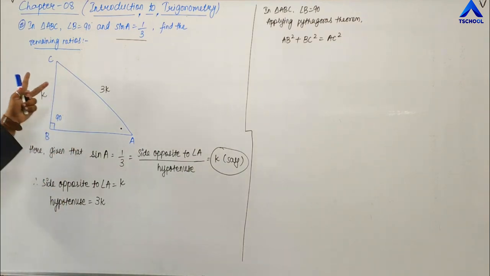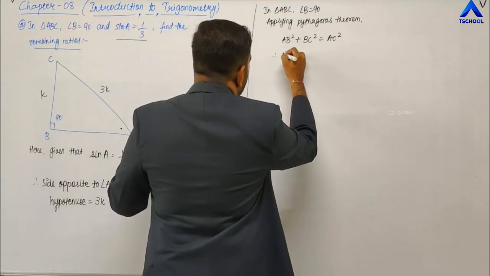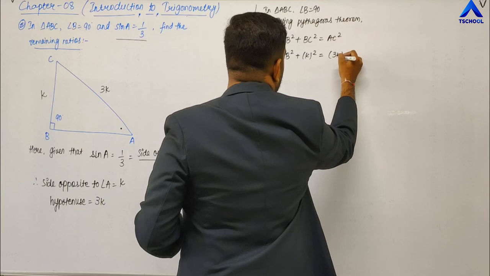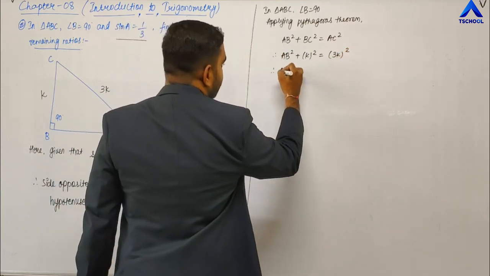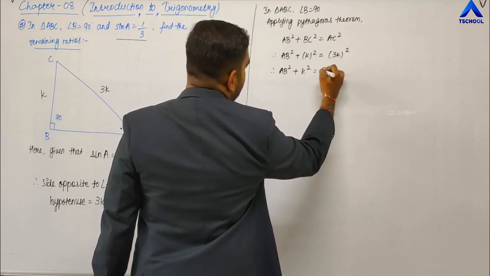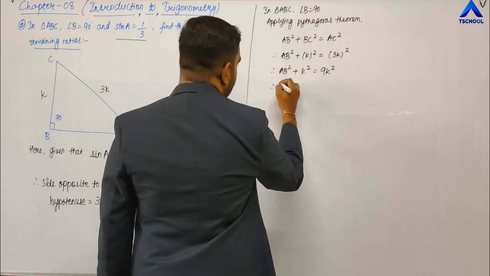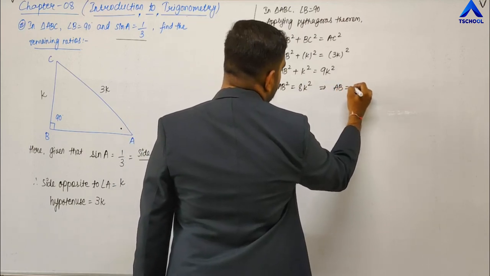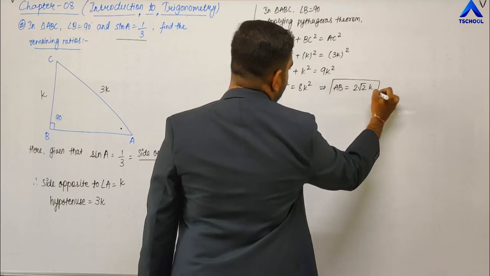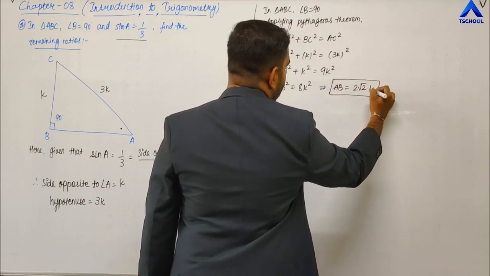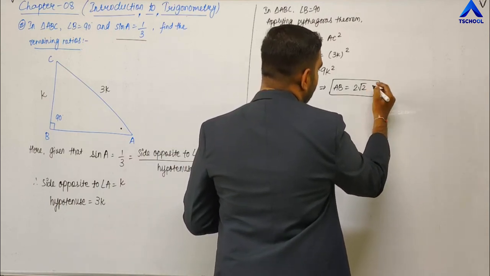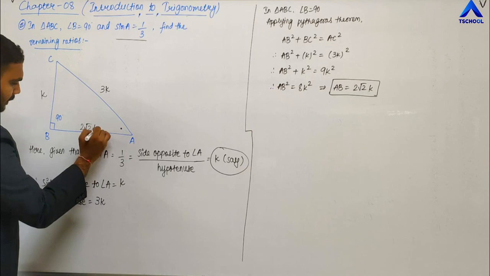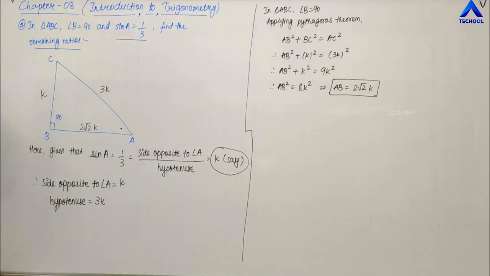Do we have BC? Yes, that is k. And we have AC, that is 3k. Therefore, AB square plus k square is equal to 3k whole square, which gives me AB square plus k square is equal to 9k square. Therefore, AB square is equal to 8k square, and hence AB equals 2 root 2 into k. Right? Because the square root of 8 is 2 root 2. So we got the value of AB, that is 2 root 2 k.